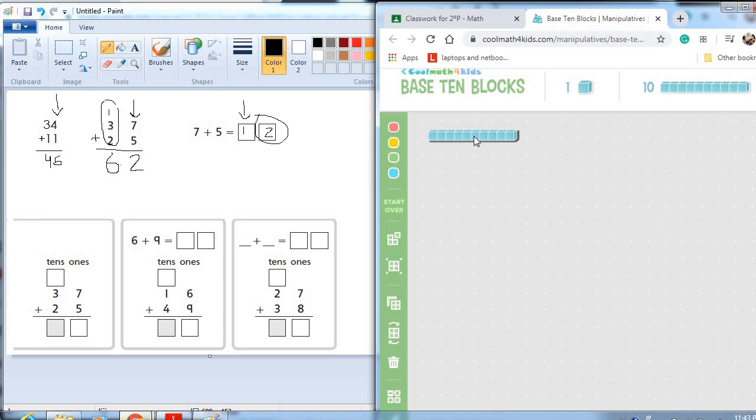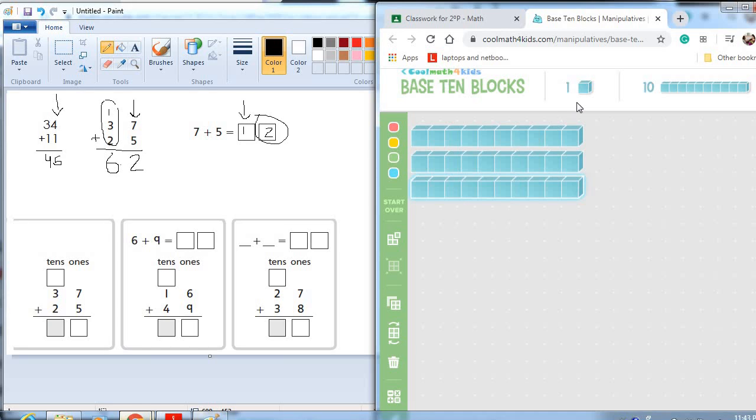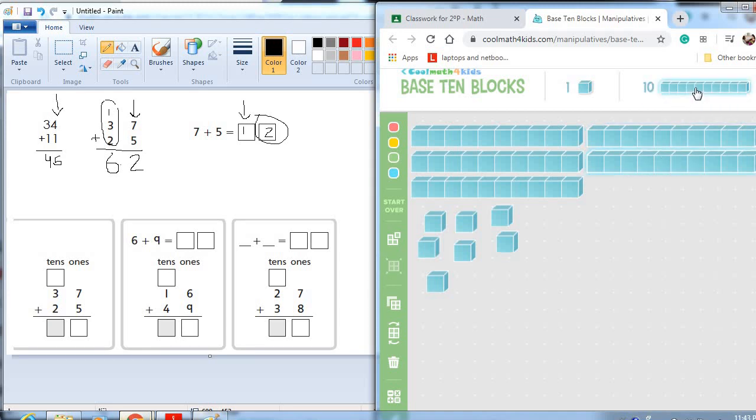So we can make 37. Yo hago 37, and then 25, y después 25.